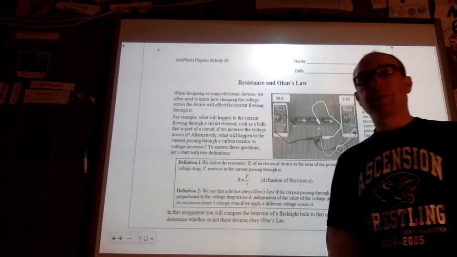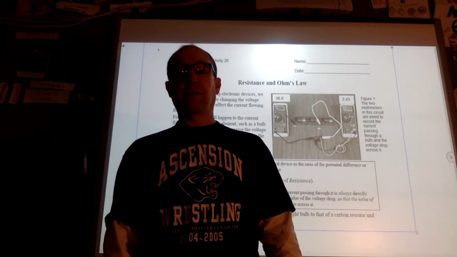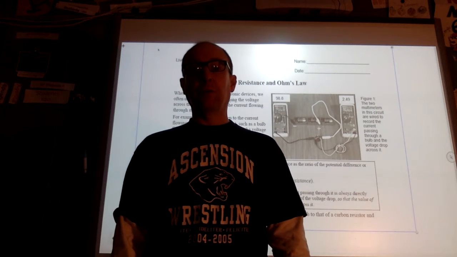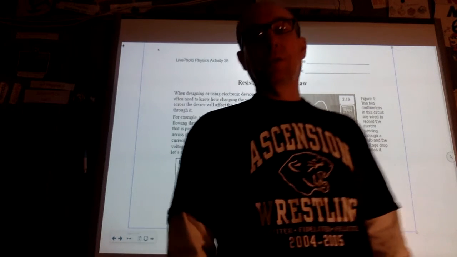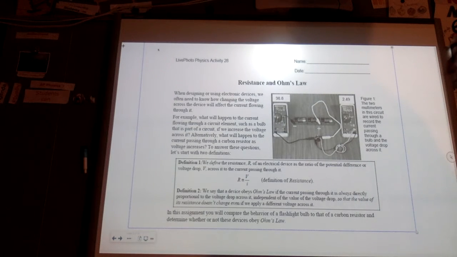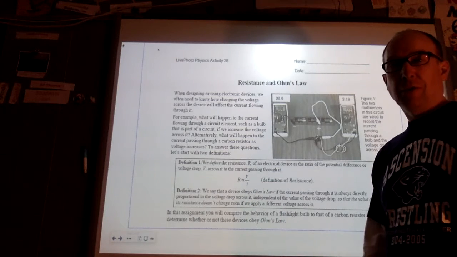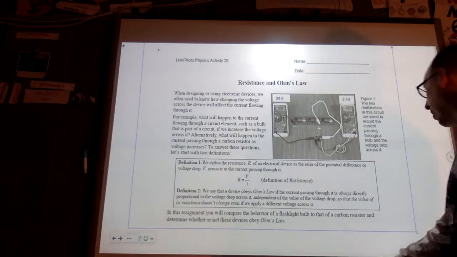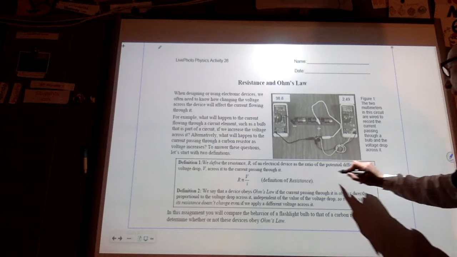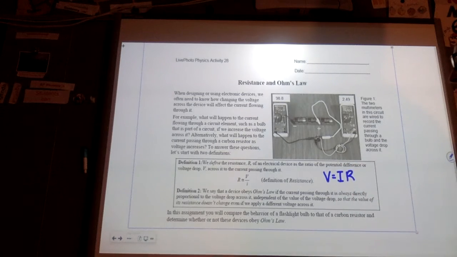Morning, guys. This is going to be the beginning of the notes for physics and circuits. And we're going to start with Ohm's law. So Ohm's law tells us that there's a relationship where the resistance is proportional to the voltage divided by the current. Very often, we write this as an equation as V equals IR.